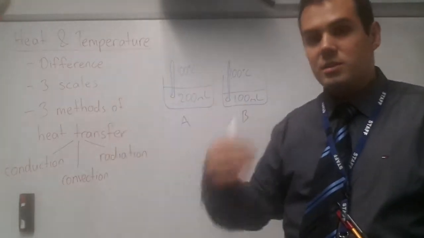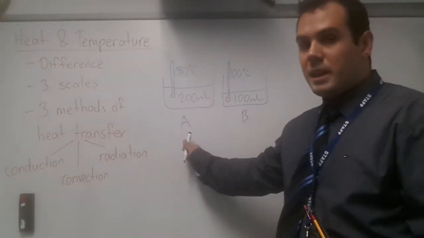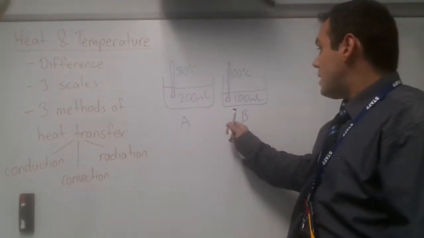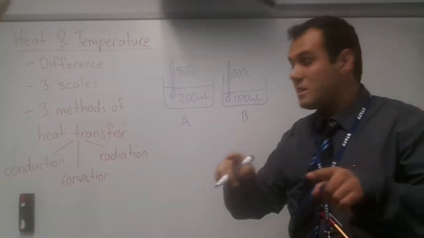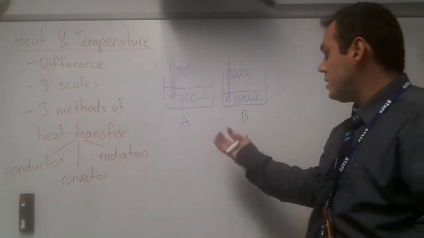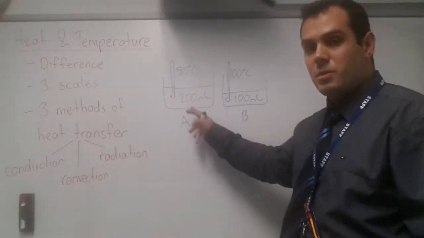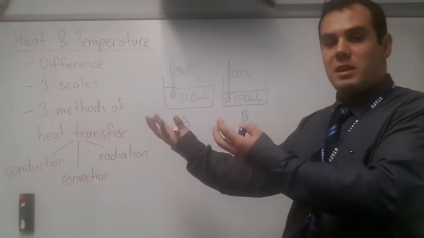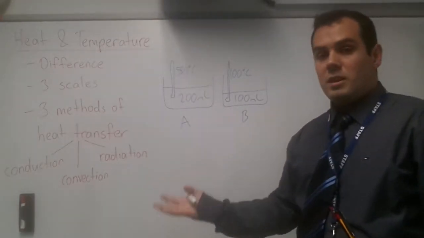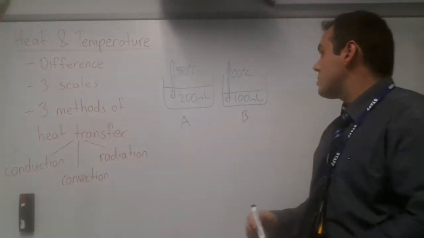If you're confused, let's change the scenario. Let's say that the water in A is 50 degrees and the water in B is 100 degrees. This now means that the temperatures are different, but the heat is the same, because this has twice the amount of water but half the temperature. So technically, you've heated them up for the same amount of time. The only reason this temperature is less is because it's got more water. You've given the same amount of energy to both, but this can only increase the temperature to 50 degrees because there's more to spread the heat energy over, and this goes to 100 degrees.